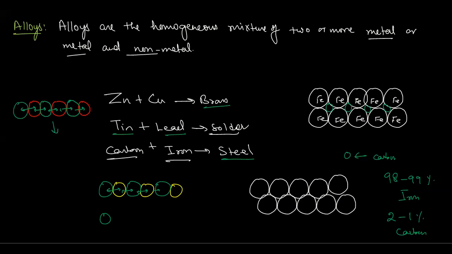So when we need some metals that have higher melting points, we make alloys of those metals whose particles like each other.